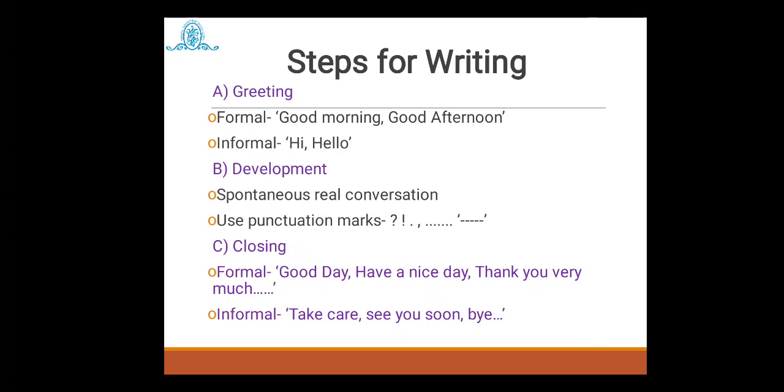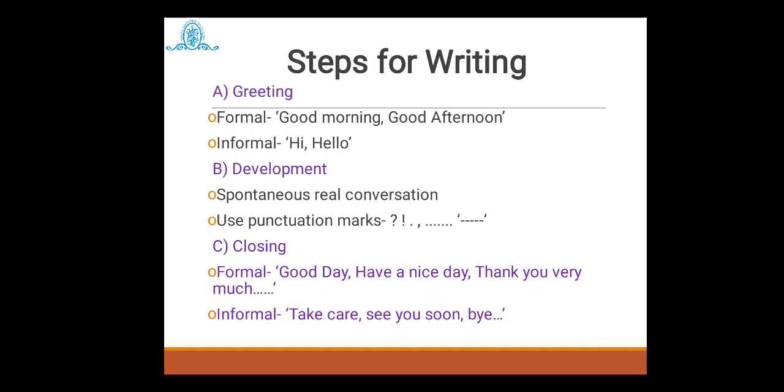If the situation is formal, then you can begin your dialogues with good morning, good afternoon. And if it is informal, you can just go for hi, hello, how are you, like that. When you are going to develop your dialogues, they should sound spontaneous, like a real conversation.